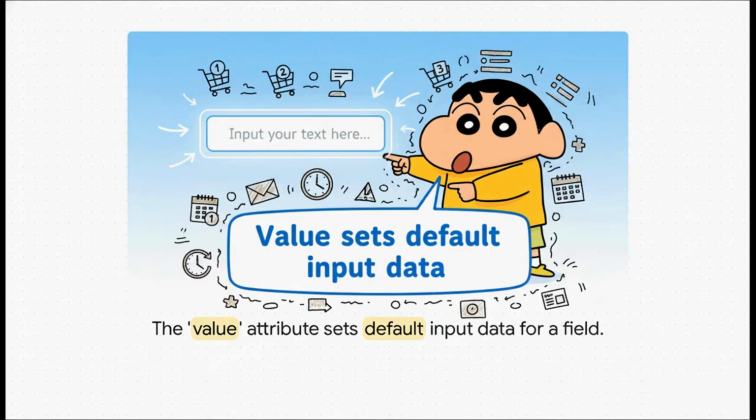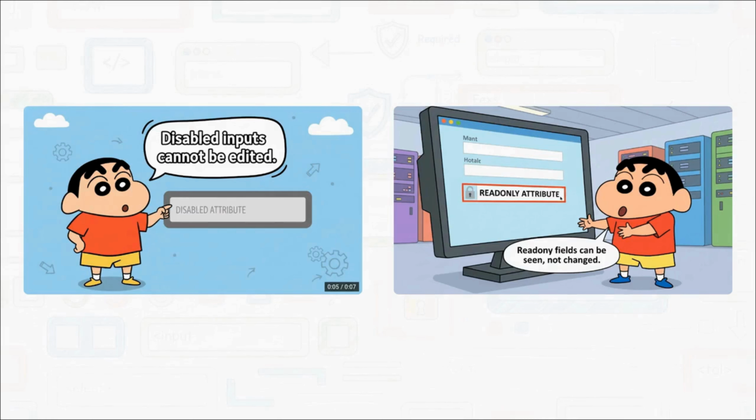Now, similar but a little different is the value attribute. This one actually pre-fills a field with default data. It's awesome for things like setting a default quantity to 1 in a shopping cart or suggesting a common answer. Next up, a classic pair, disabled and read-only. Now, here's the key difference you gotta remember. It's all about what happens when you submit the form. A disabled field is totally grayed out and its data is not sent. A read-only field also can't be changed, but its value is sent along with the rest of the form.